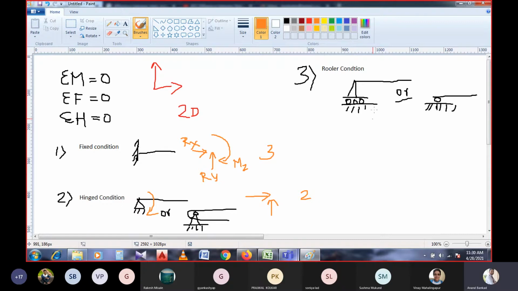So now, can anyone tell me what forces are allowed in this form of support condition? Can anyone tell me? Just try your own. No issues if you are wrong. Vertical. Vertical force is restrained, correct? So vertical force is restrained and the reaction will be generated, right?